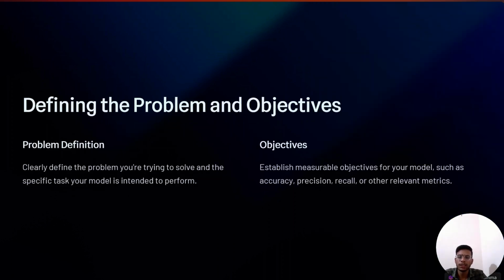Defining the problem and objectives. First, problem definition. Clearly define the problem you are trying to solve and the specific tasks your model is intended to perform. Next, objectives. Establish measurable objectives for your model such as accuracy, precision, recall, or other relevant metrics.